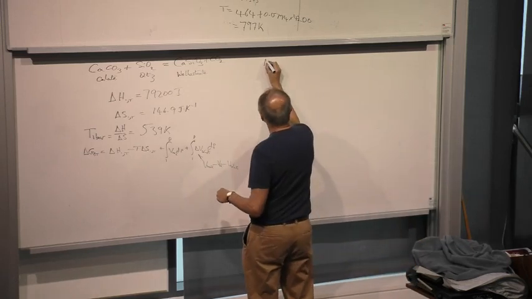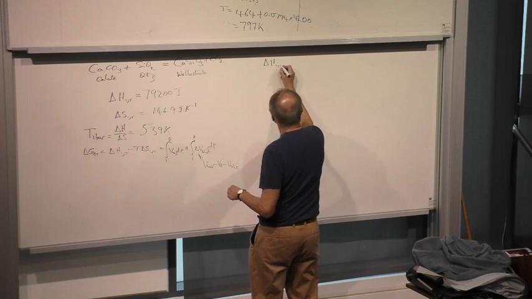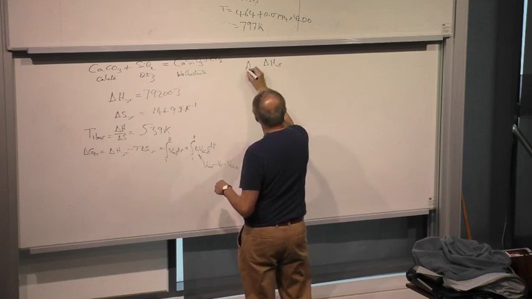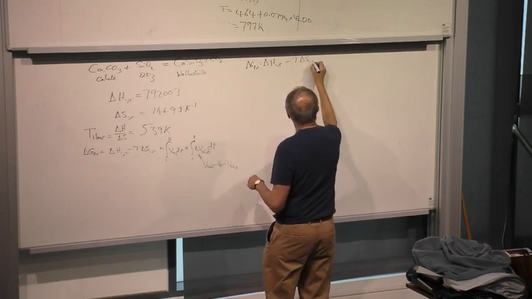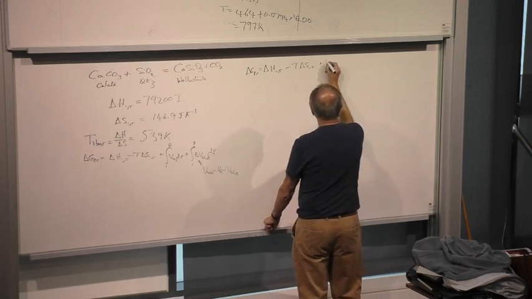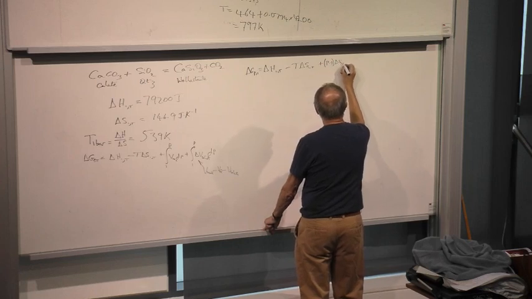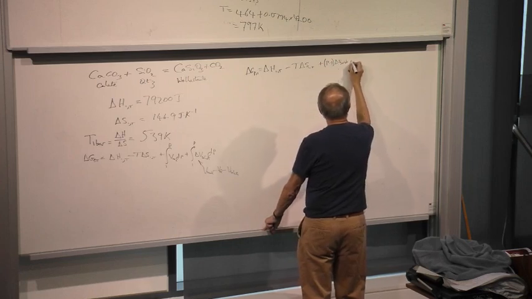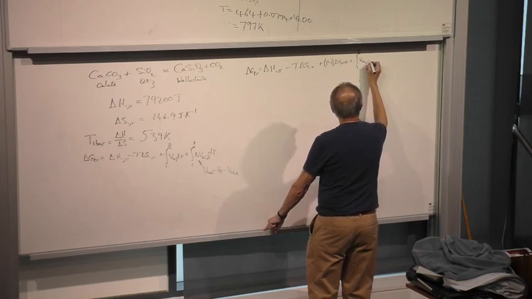So delta G at P and T, plus P minus 1 into delta V solids, plus the integral from 1 to P of V CO2 dP.